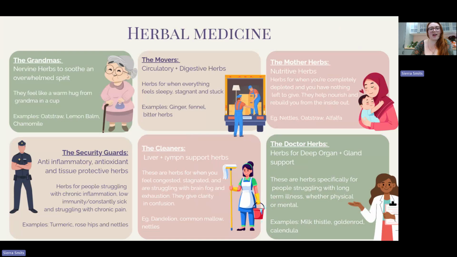And you can see here, I have these 6 types. I can explain all the science about why and how it works, but most people don't really want to know that. They want to know what it feels like, how it affects them, how it's going to help them. So I've broken it up into 6 character types, starting with the grandmas. Grandmas, I always say, are the nervine herbs to soothe an overwhelmed spirit.